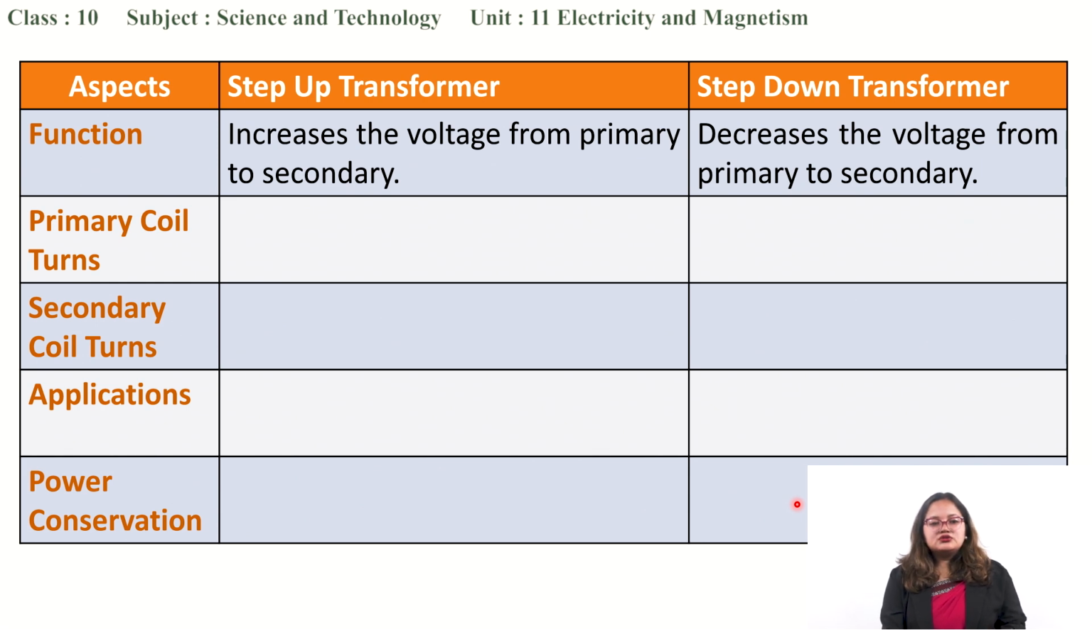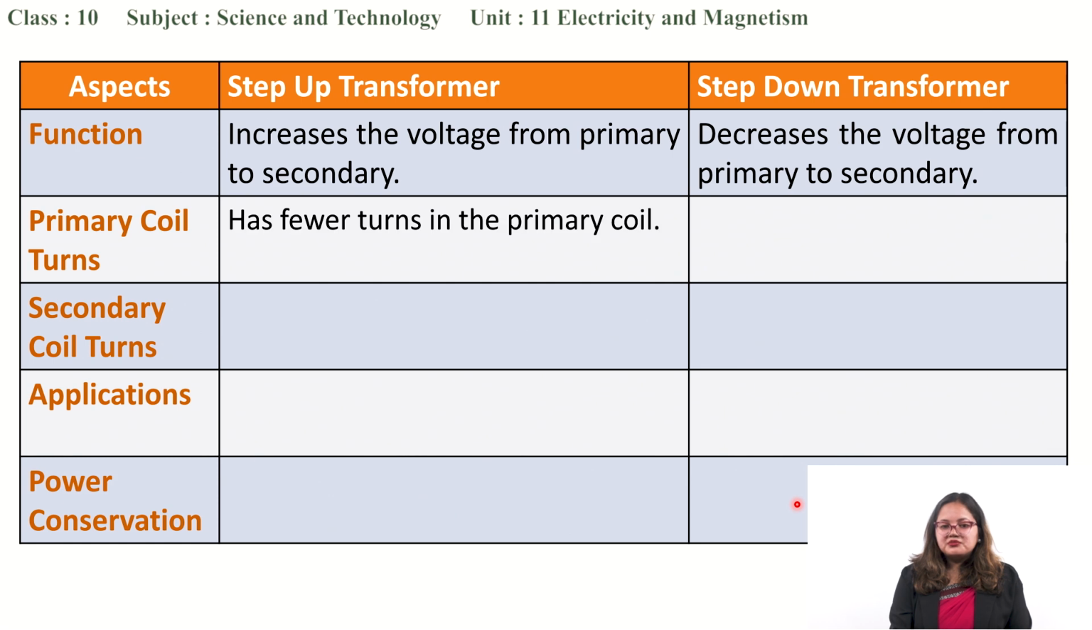Okay, so this is our first aspect. As we already said, step up increases voltage, step down decreases voltage. So their function is also to alter the voltage accordingly. The second aspect is primary coil turns. So in step up transformer, the number of turns in the primary coil is quite fewer, right? Because we are trying to deliver high voltage.